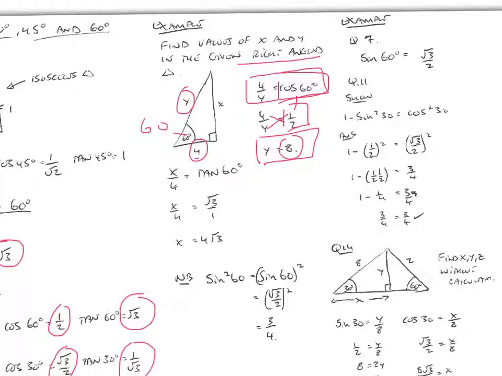x over 4, the opposite over the adjacent, x over 4 is equal to tan of 60. But tan of 60 is actually root 3 over 1. So x is equal to 4 times root 3, just cross multiply.